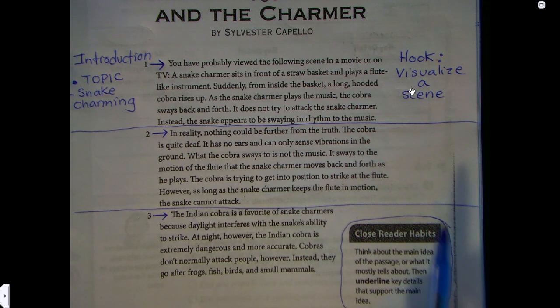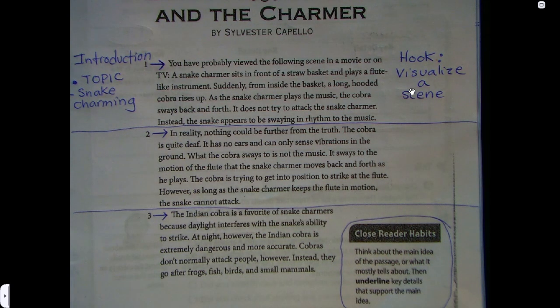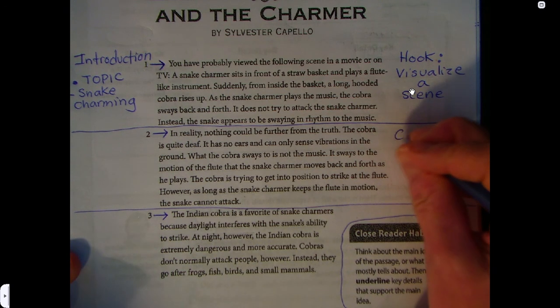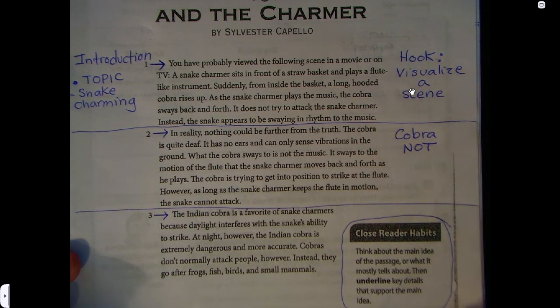So again, once I've read a section, let me stop. What did the author want me to learn when I read that section? I think the author wanted me to learn that the cobra, the snake, is not swaying to music at all. I'm going to really emphasize not.